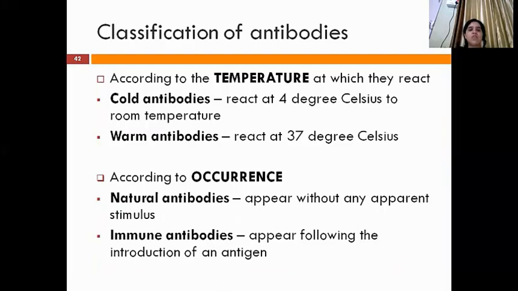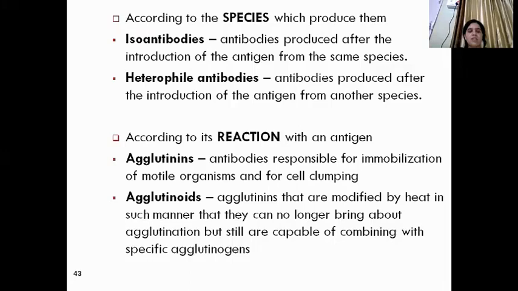Now, classification of antibodies. Depending upon different criteria, the antibodies can be classified. First is according to temperature, where it can be divided into two groups: cold and warm. Cold means it can work at 4 degrees Celsius, and warm means it can work at 37 degrees Celsius. Now, according to occurrence, it may be natural or immune. Natural means it appears without any apparent stimulus, naturally present in your body. Immune antibodies appear after introduction of an antigen.